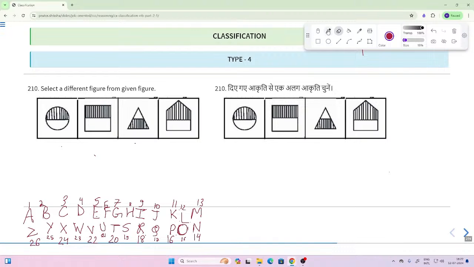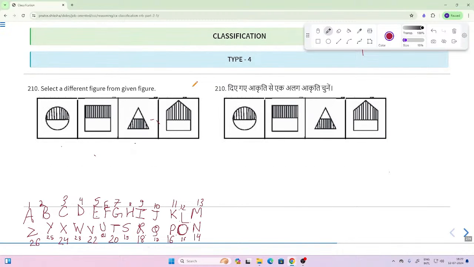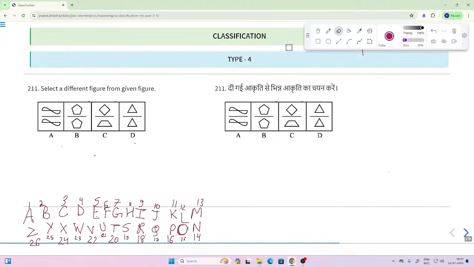So we have half a circle, half a square, a different half of a triangle and a different half of a pentagon. Again in this one, in figures A, B, D the shaded part is the upper portion, while in C it is the lower portion. Hence, figure C is different. The bottom half is shaded instead of the top half as in the remaining. Hence, option C, the third figure, is the odd one out.